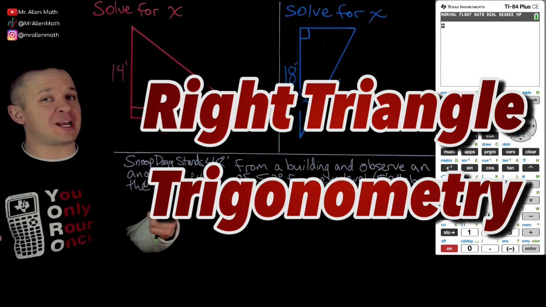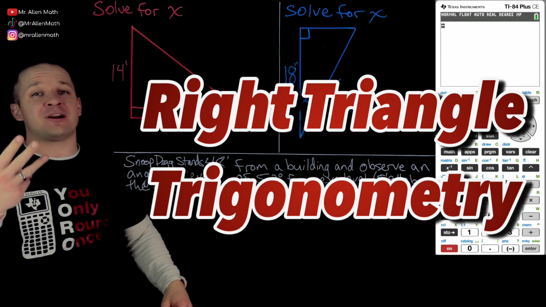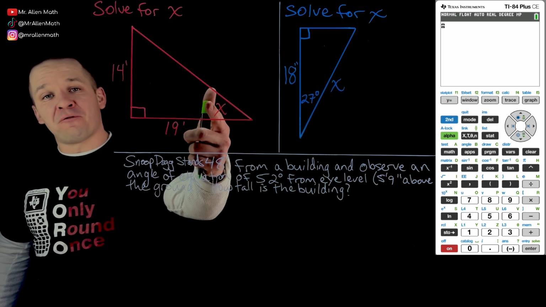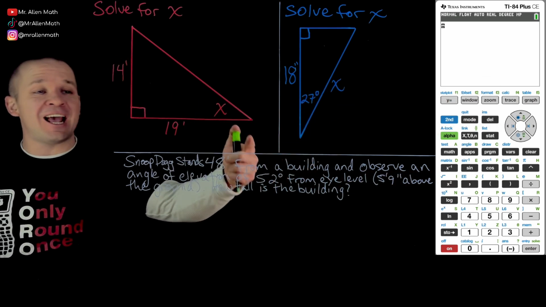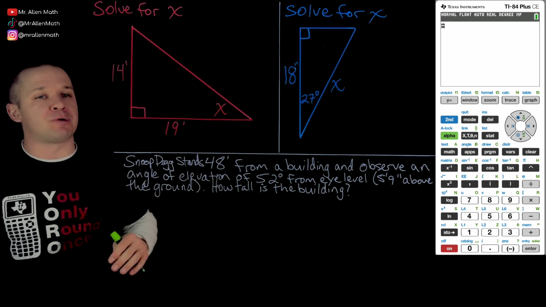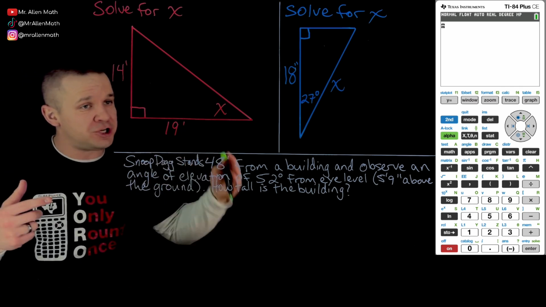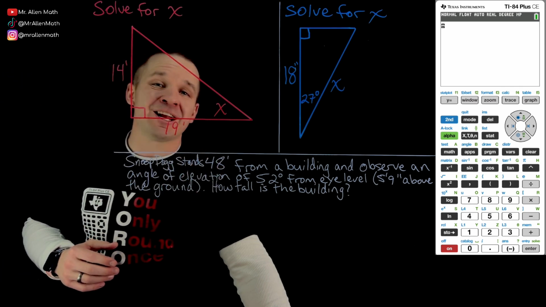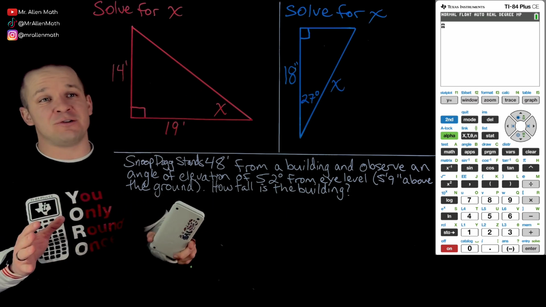Mr. Allen here getting tricky with it in this video, and I've got three different examples for you. One where we got to solve for an angle, one where we're solving for a side, and a scary application problem involving the one and only Snoop D-O-double-G. All right, since we are getting tricky with it, you're going to need a calculator. I'm going to show you guys how to use that thing right now.